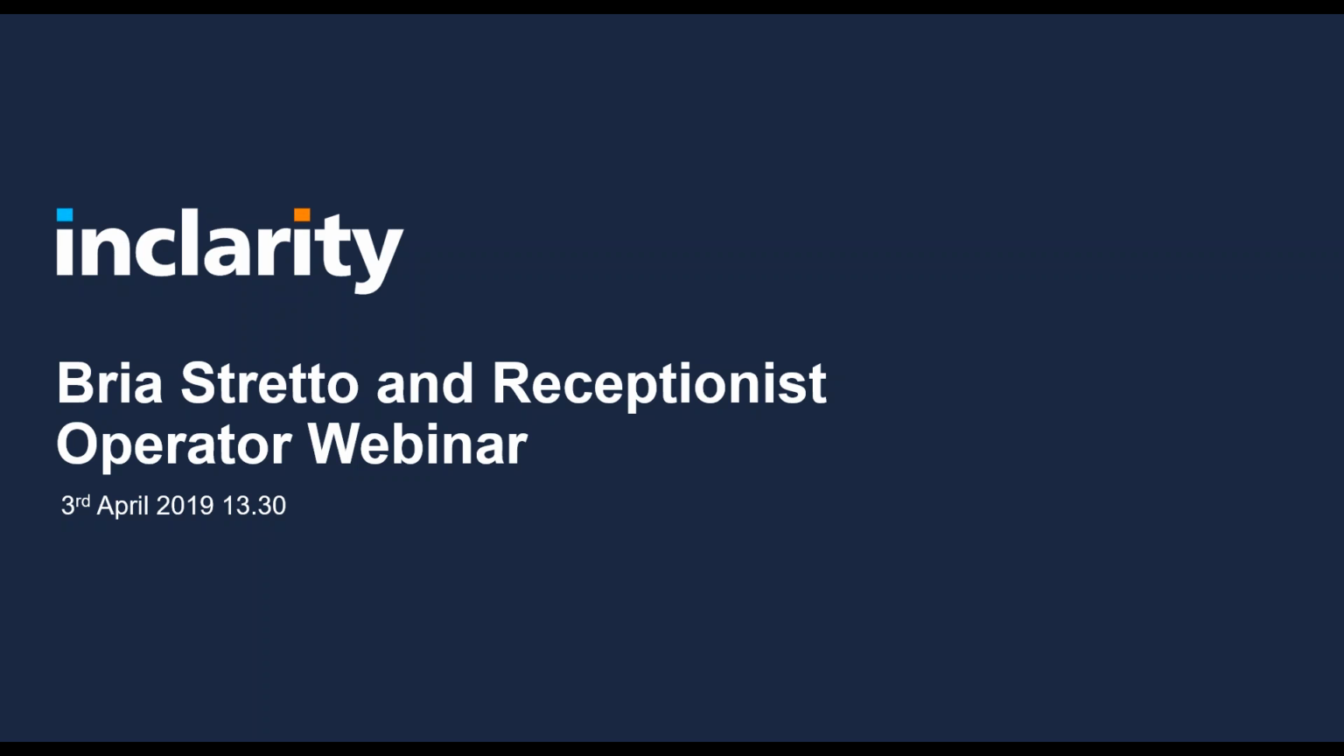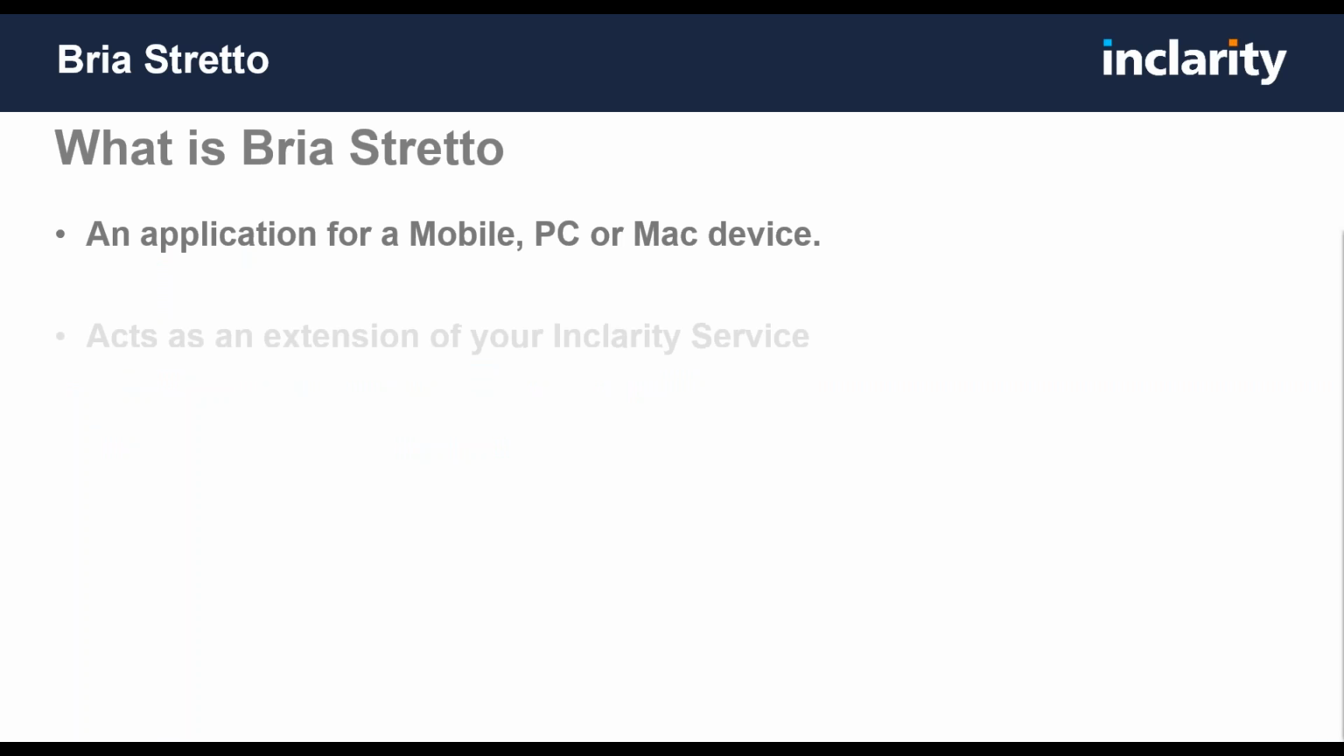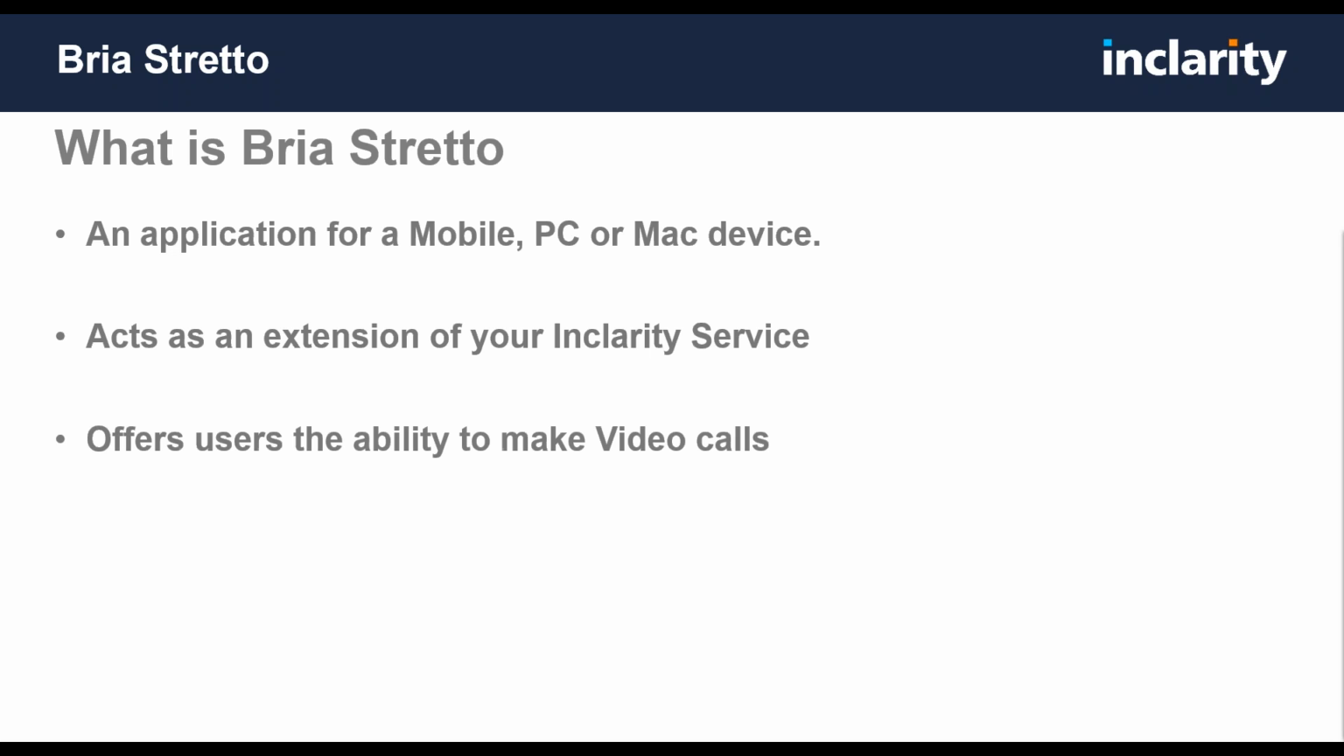Firstly, we'll start off with what is the Bria Stretto. So the Bria Stretto is a soft phone application that can sit on a user's mobile, PC or Mac device. The application itself acts as an extension to your Clarity service, allowing users to make and receive calls without the need for a physical desk phone, giving the users the ability to continue working outside of the office. As standard, the Bria Stretto allows users to make video calls to others within the Bria environment.